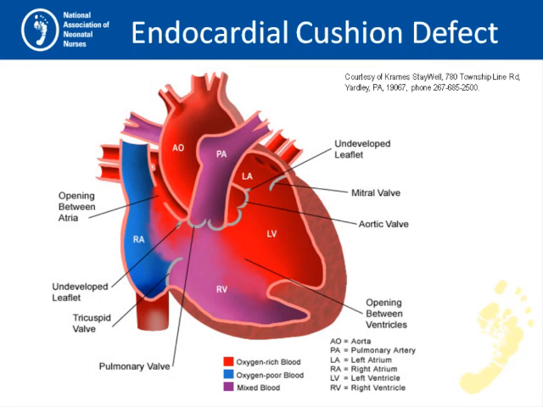Endocardial cushion defect is also called atrioventricular AV canal or atrioventricular septal defect, AVSD. Endocardial cushions form a portion of the atrial and ventricular septa and AV valves. A wide range of defects is possible.